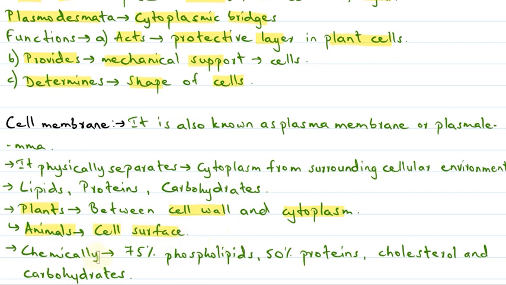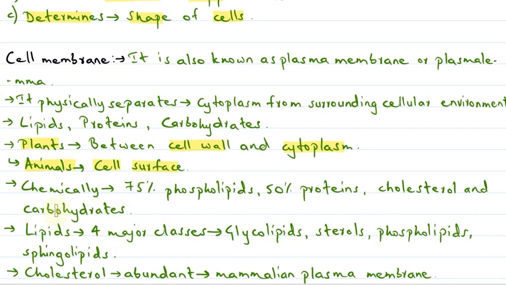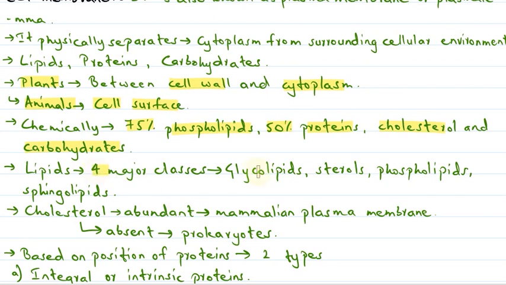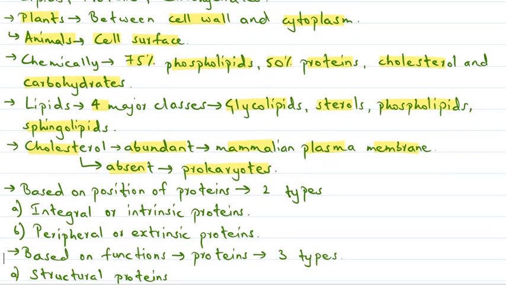So chemically, the plasma membrane consists of 75% phospholipids and 50% proteins. It also contains cholesterol and carbohydrates. The lipids found in the plasma membrane are majorly of four classes: glycolipids, sterols, phospholipids and sphingolipids. Now cholesterol is abundantly present in the mammalian plasma membrane, whereas cholesterol is absent in prokaryotes.